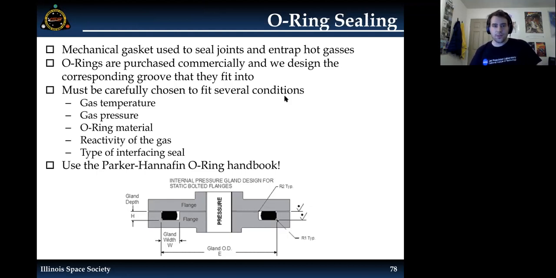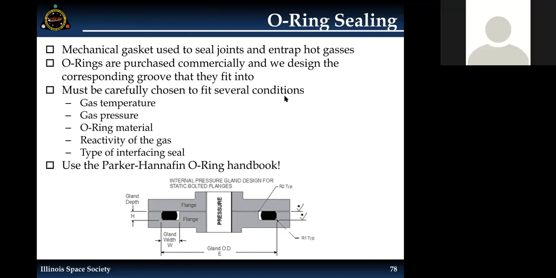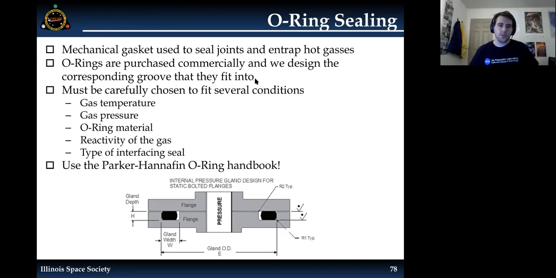You can use different handbooks for O-rings, such as the Parker-Hannifin O-ring handbook, which is kind of considered the most common, and it's kind of a classic, where it'll detail that for every type of O-ring seal, it'll show you a corresponding O-ring with all of its dimensions, and also the corresponding dimensions for how to design the groove.